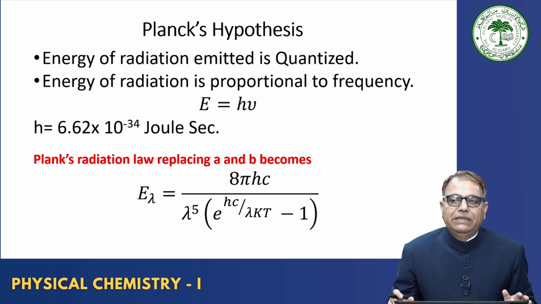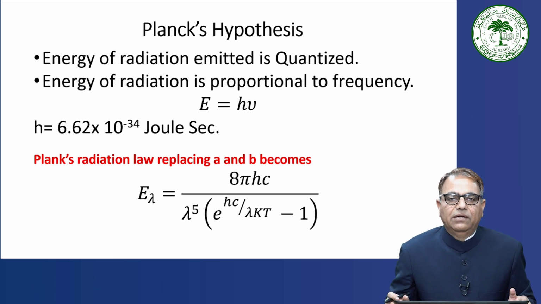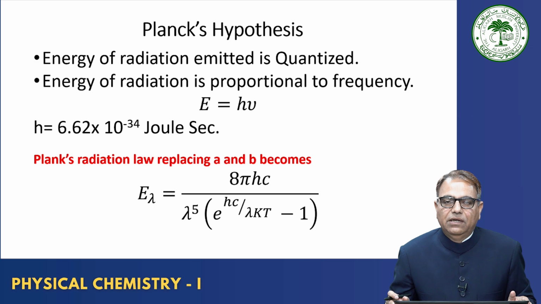Till that time it was supposed that energy is proportional to intensity and that it flows in a continuous fashion in any radiation or anywhere. So this was a very bold assumption having no theoretical basis. He assumed that energy of radiation emitted is quantized, and then he said that energy is proportional to the frequency, not the intensity. He gave an equation E is equal to h nu. This led to a universal constant, Planck's constant, which has a value of 6.62 times 10 to the power minus 34 joule second, as all of you know.